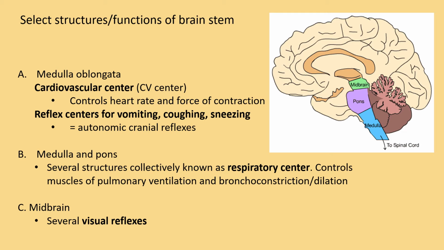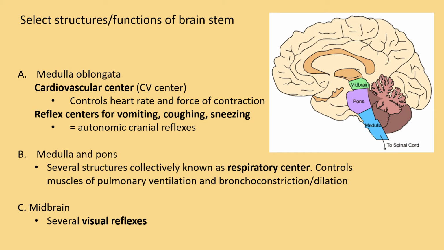Here are select functions of particular regions of the brain stem. Some of these functions have come up earlier, some of them will come up in the future. So in the medulla oblongata, and if you look at the picture, that's the blue region of the brainstem, the inferior most region of the brainstem. In the medulla is where we find the cardiovascular center, and we did talk about the cardiovascular center as an integration center for a reflex arc, and we will continue to talk about that when we get to the cardiovascular system.